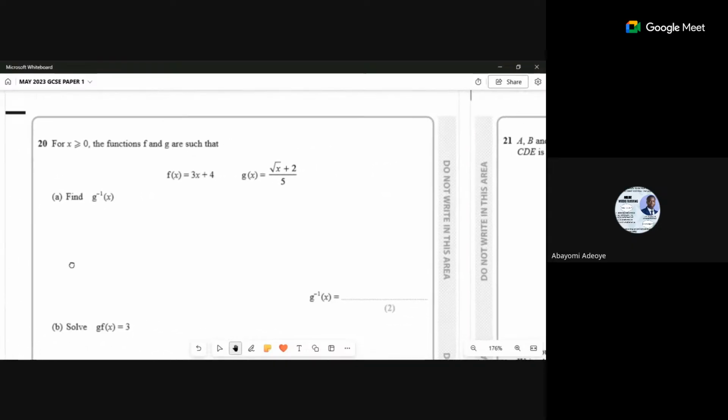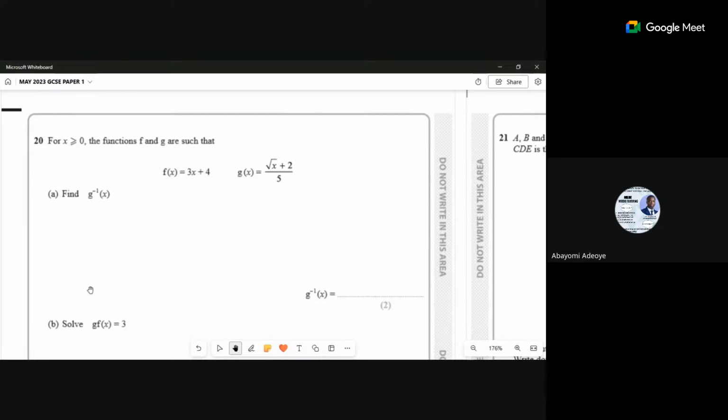All right. For 20, do you remember this topic? Yeah. Okay. So, g inverse of x. How do you do g inverse of x? I don't know. So I should go over it again. Yeah.